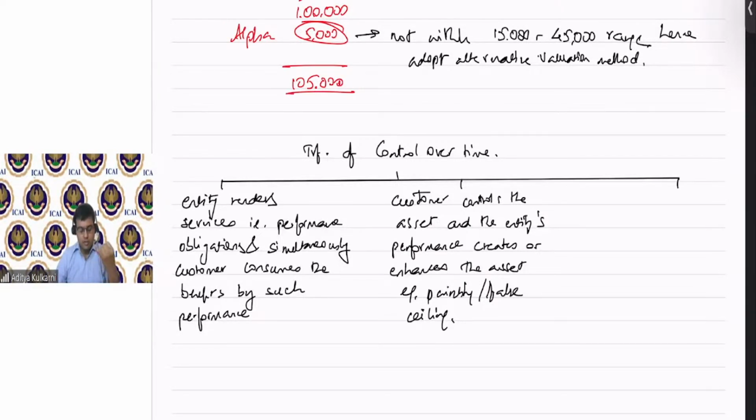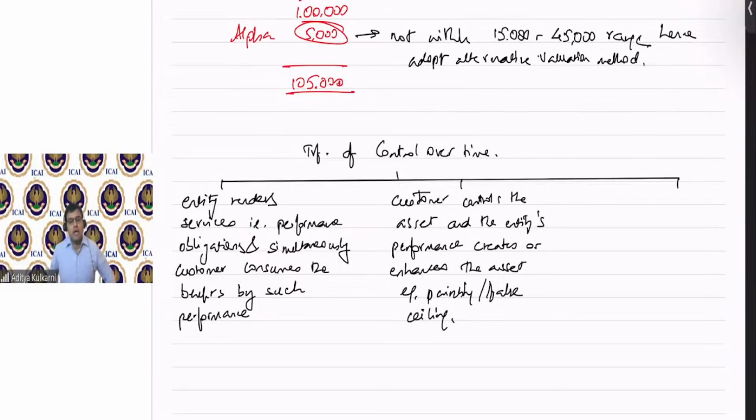The house is yours. You are controlling. The color you choose, the texture of the paint you choose, everything you choose. But what the entity does is perform the painting services, or the false ceiling services. By performing these services, the asset is created, or the existing asset is enhanced.